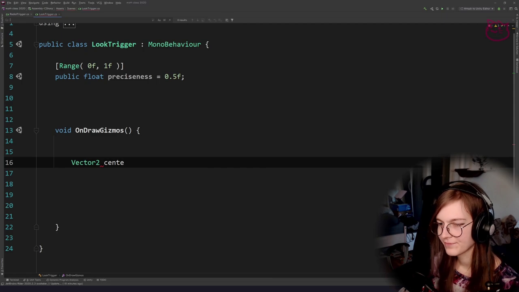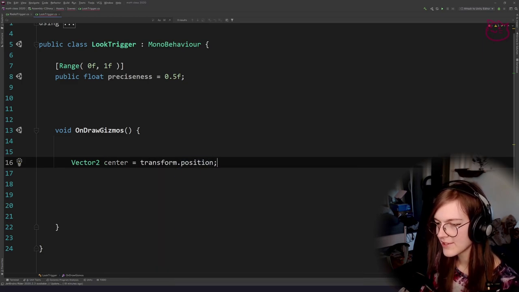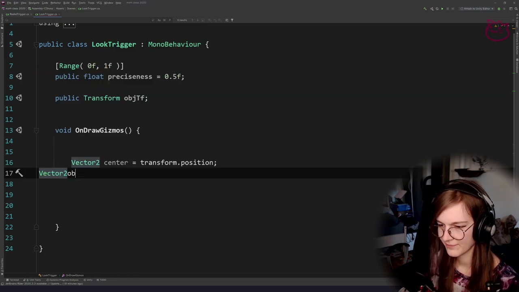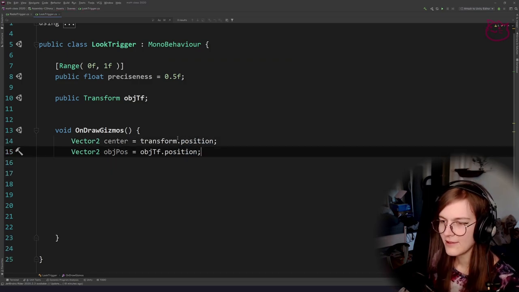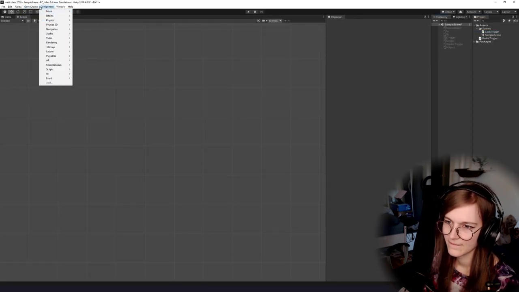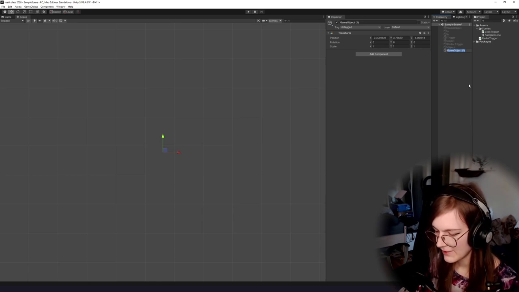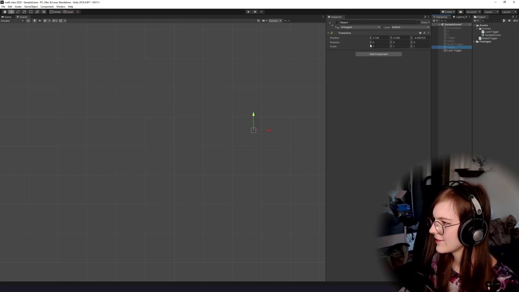We need the trigger position, so we're just going to call that center, and that's going to be transform.position. We're going to need a transform, and the object transform, so let's set up the object position. Let's set up the objects. Why did I call that 0? Is this a player look trigger? Look trigger. Let's reuse the same object. Let's just have one object.